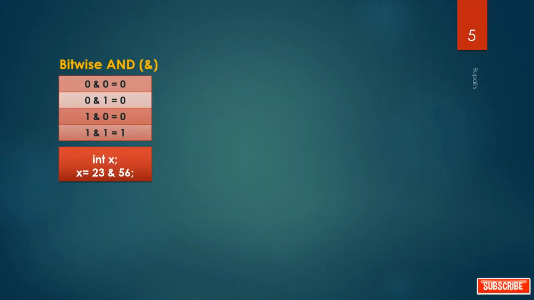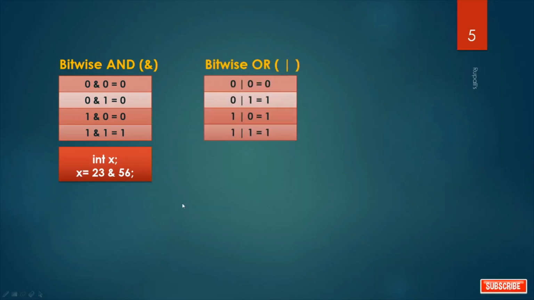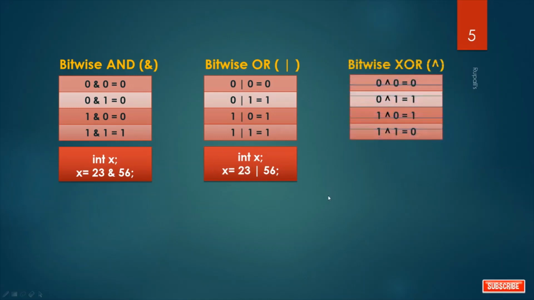First, bitwise AND. In case of bitwise AND, if one of any bit is 0, then the result is 0. How we can represent this? Like 23 & 56, and the result will be stored in x. x is an integer number. In case of bitwise OR, if one of any bit is 1, then the result is 1. And how we can represent it: 23 | 56.